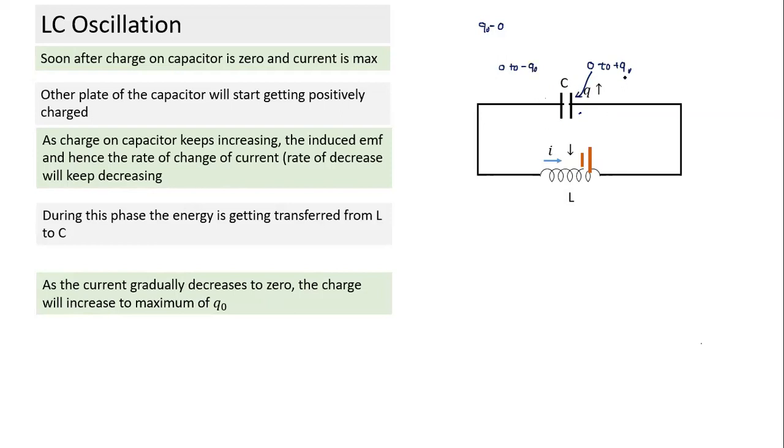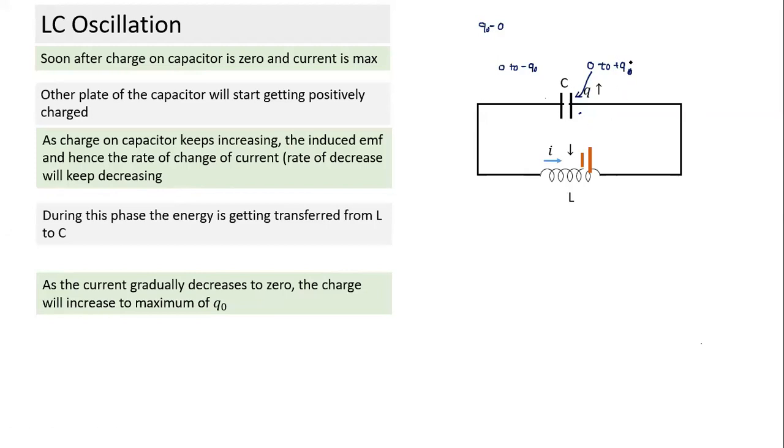When the charge reaches its maximum value, we know from conservation of energy that at that time the current will become 0. So the current gradually decreases to 0, and the charge will increase to the maximum value of Q0. It will not go beyond Q0. Why will it not go beyond? Because the energy in the whole system cannot exceed the initial value; the energy remains constant.